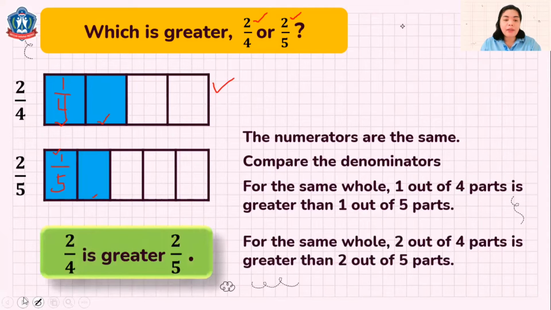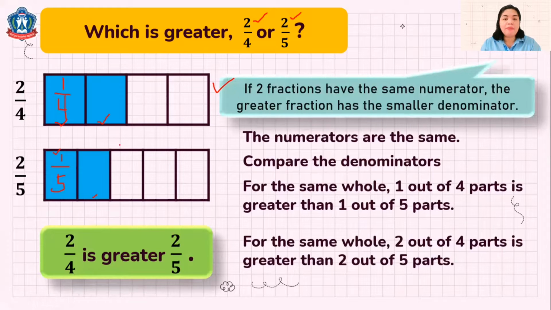2/4 is greater than 2/5. So if we compare fractions that have the same numerator, the greater fraction has the smaller denominator. The smaller fraction has the greater denominator. So 2/5 is smaller than 2/4, or 2/4 is greater than 2/5. So take note on this rule.